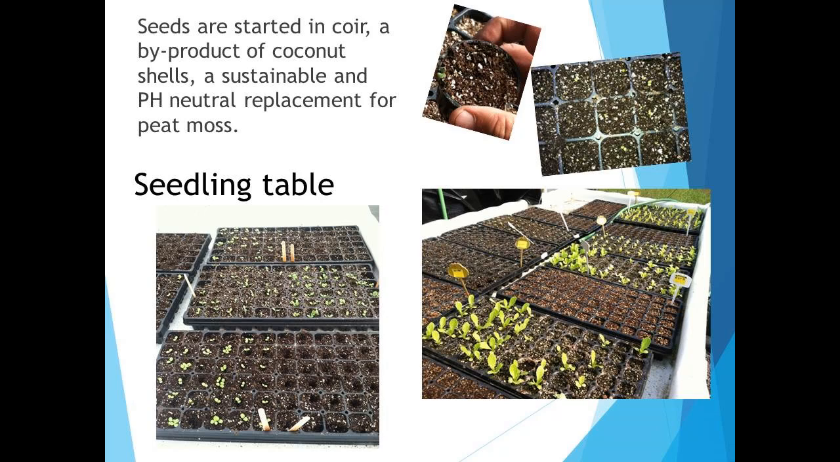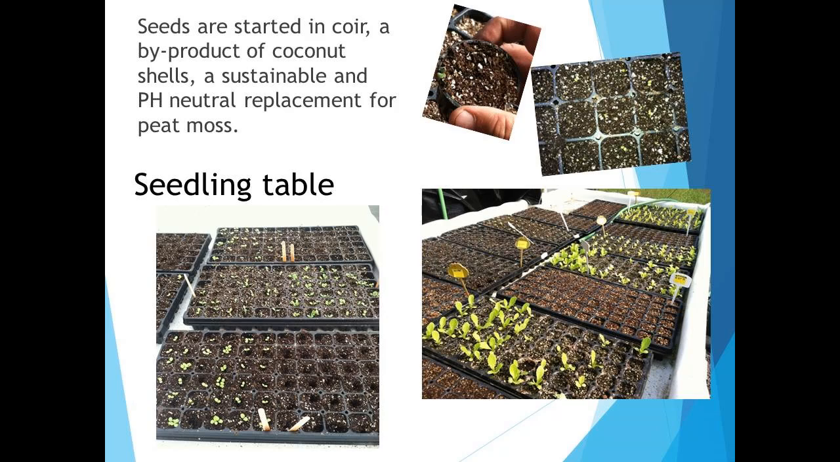But we start them in seed trays, 72 cell seed trays. Put them in there, and we put them in a big seedling table that we have. And then we feed water from the system into that seedling table so that the seeds take it up and start growing from there. And then when they get to be about this size here is when we transplant them into the system.